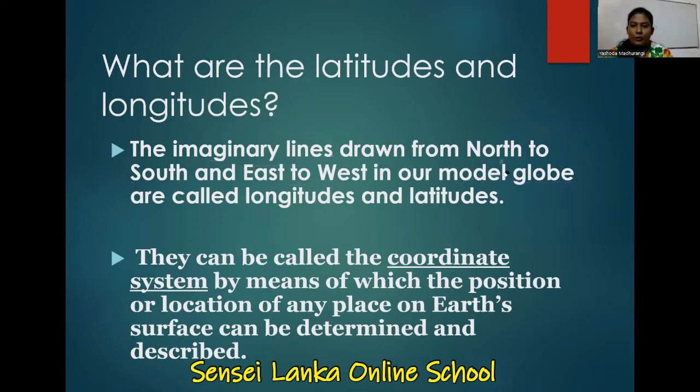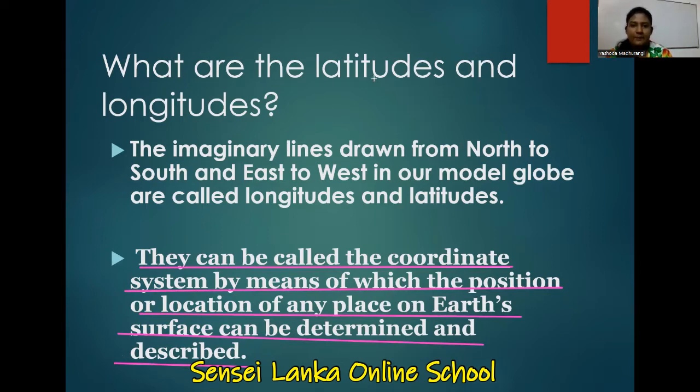Stay with me. I will show you some pictures to understand this. Before we go to the picture, do you like to look at the second definition? Shall we read it? They can be called the coordinate system by means of which the position or location of any place on Earth's surface can be determined and described. Pute, what is the meaning of it?